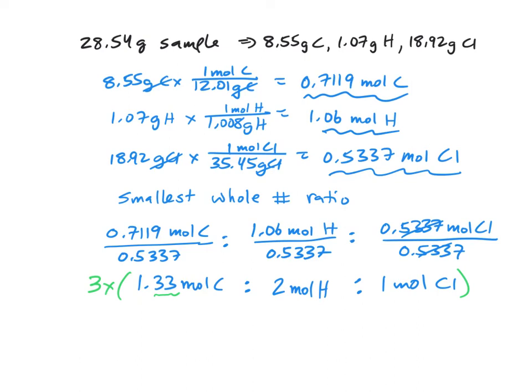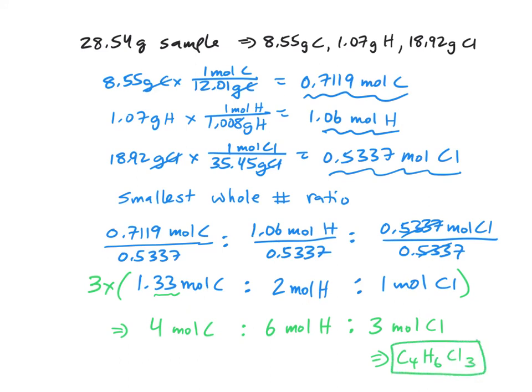3 times 1.33 works out to be 4 moles of C. 3 times 2 works out to be 6 moles of H. And 3 times 1 works out to be, let's try that again, 3 moles of Cl. And that means that C4H6Cl3 is actually our empirical formula.